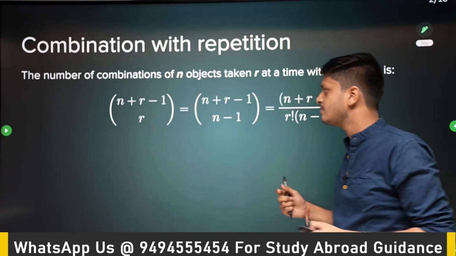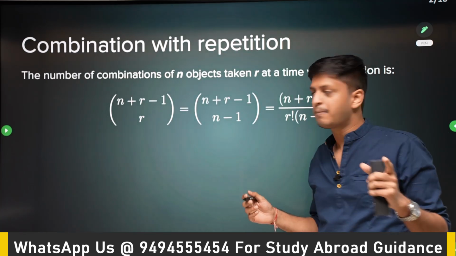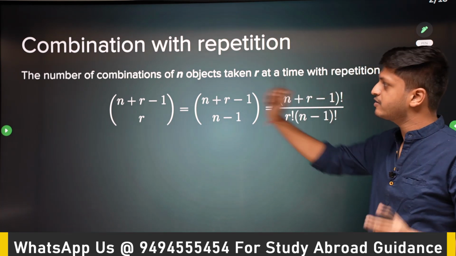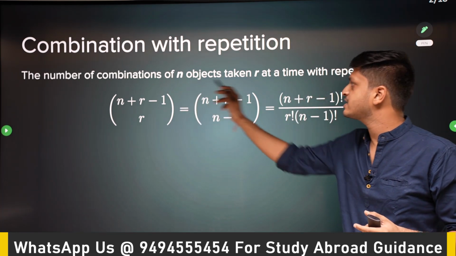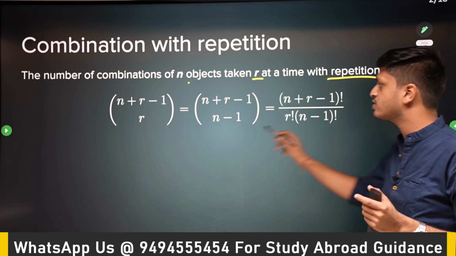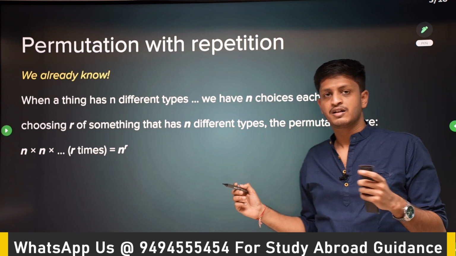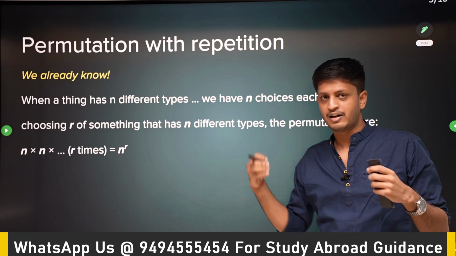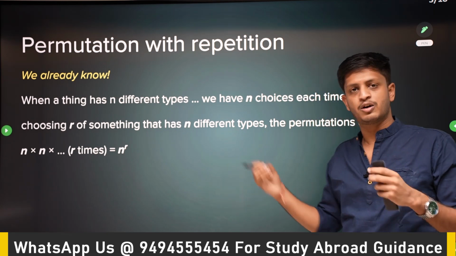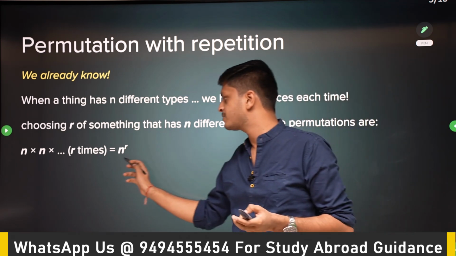Firstly, a quick recap. For combination with repetition, the number of combinations of n objects taken r at a time when repetition is allowed was n plus r minus 1 choose r. For permutation with repetition, you have r places and n objects. You have n options for every place, so you have n to the power r options.